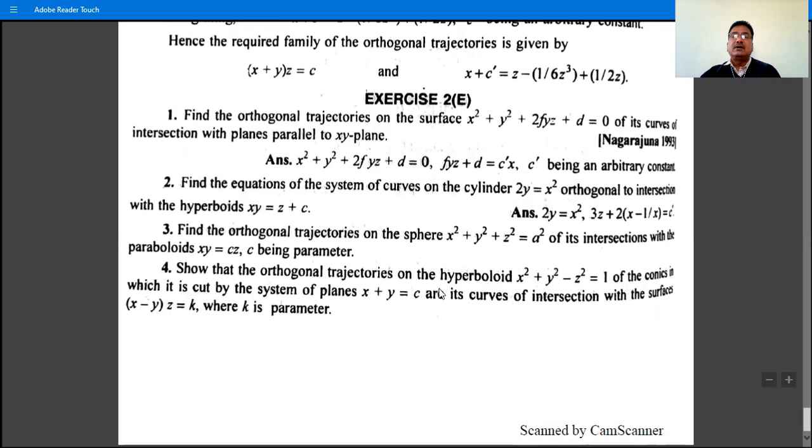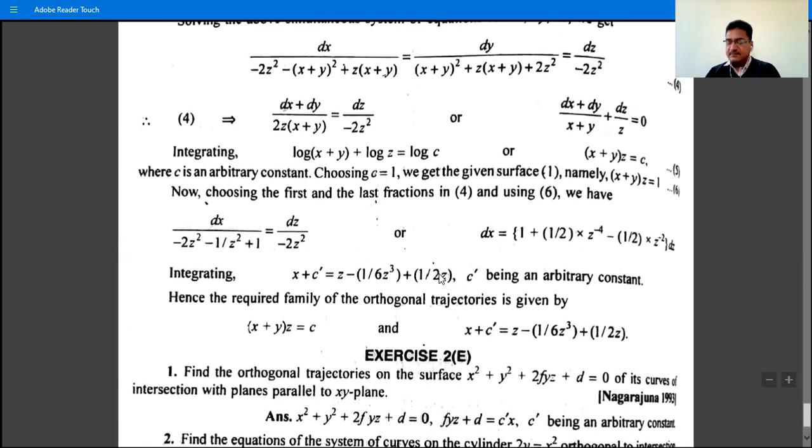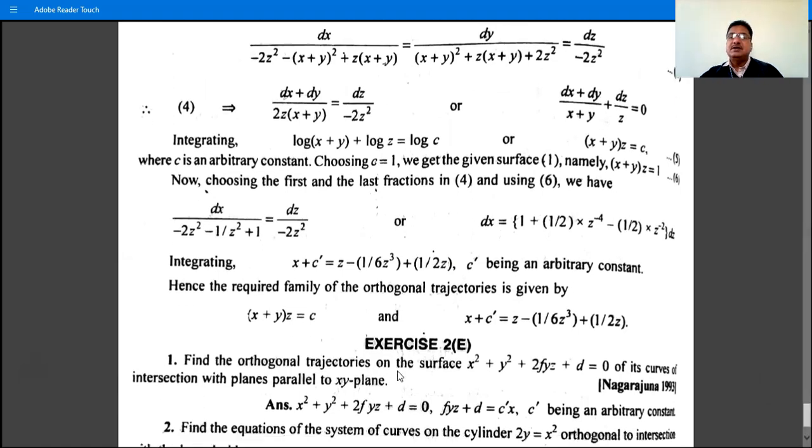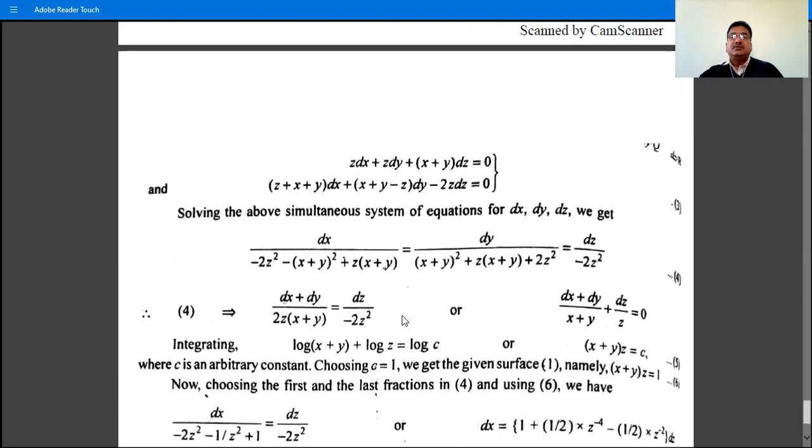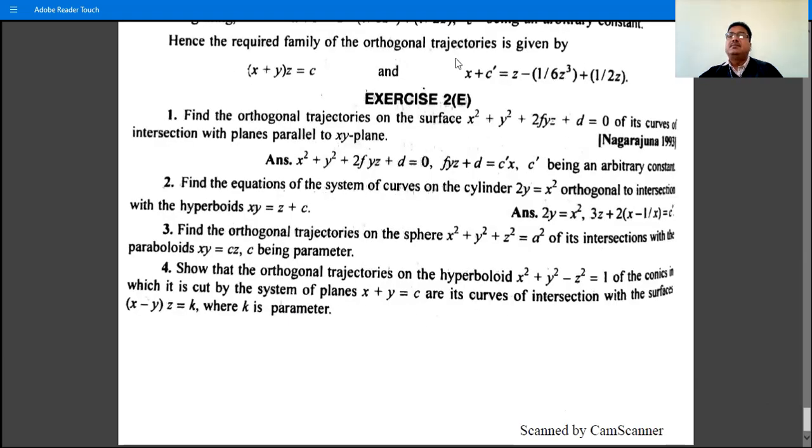So solve all the problems of orthogonal trajectories, and this topic is important as far as the exam is concerned. So solve all the exercises. Now we'll start the next topic in the next lecture.